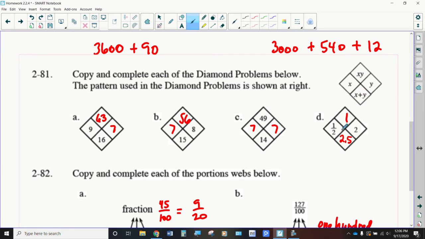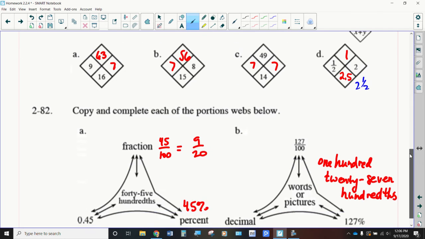Enough of that. And then here, we've got the two numbers on the side, so you just add them together, and you could have written this as 2.5 instead of 2.5. And then what's half of 2? It's 1, and so that's how you get that answer.